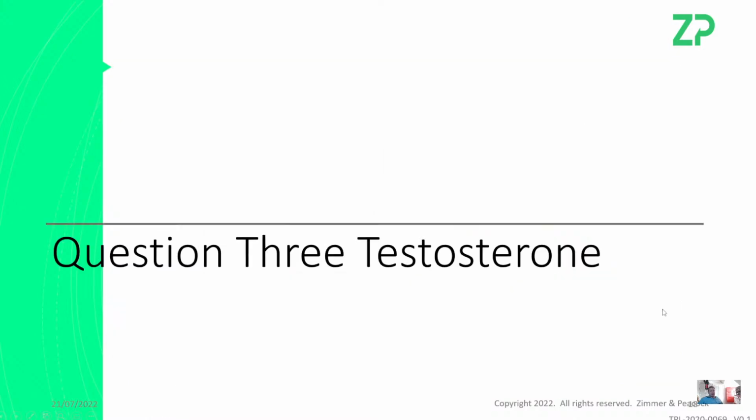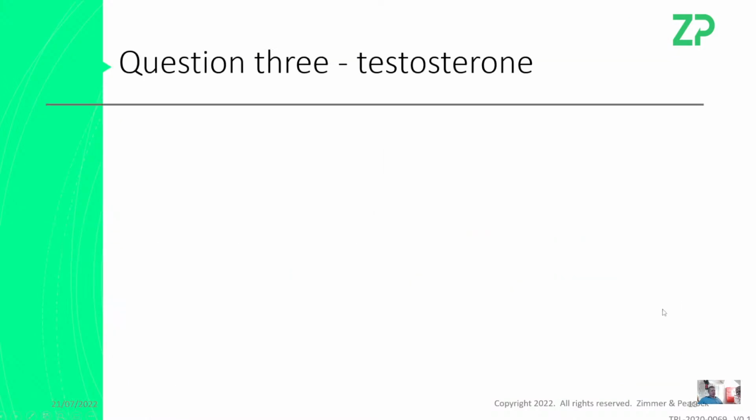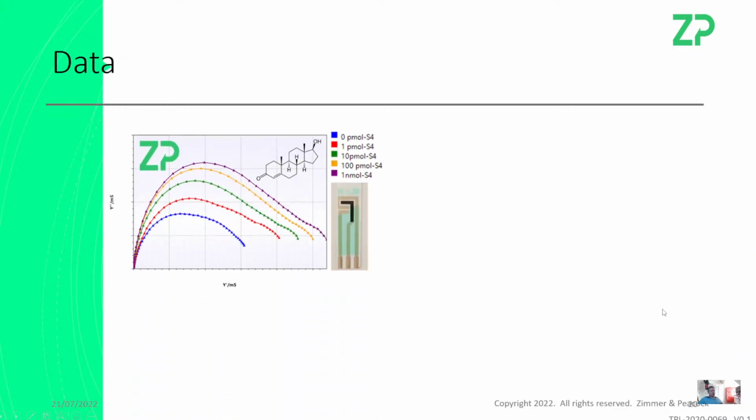Question number 3 is about testosterone. First of all, we have a testosterone sensor, and we have some data on the website about it. The first set of data shows that we have a signal from 0 to 1 nanomolar. This work was done in buffer, probably pH 7.2, and we do get a strong signal in the range 0 to 1 nanomolar. So we're happy with that.